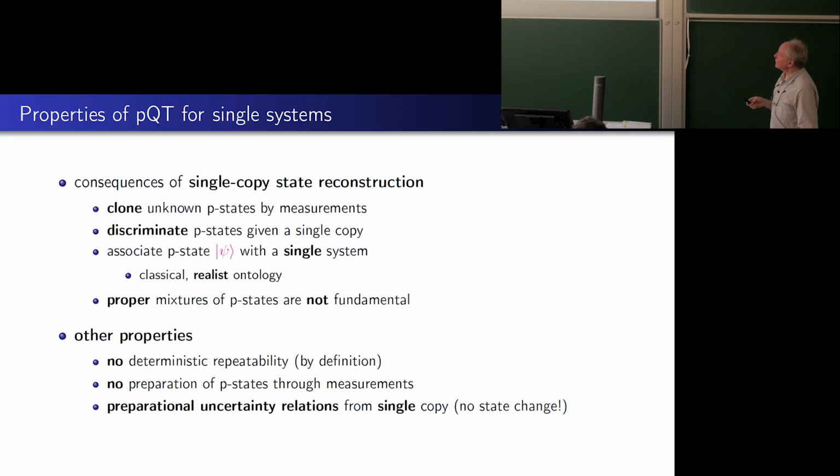Okay, let's continue and have a look at a few other properties. I will not go into the mathematical detail, as I said. The first item is Chris' favorite: we can clone unknown P states by performing a repeated measurement. We can, in fact, discriminate P states. So, given a single copy of two different states, I hand over to you one of those. You can find out which one it is with certainty, under ideal conditions, of course.